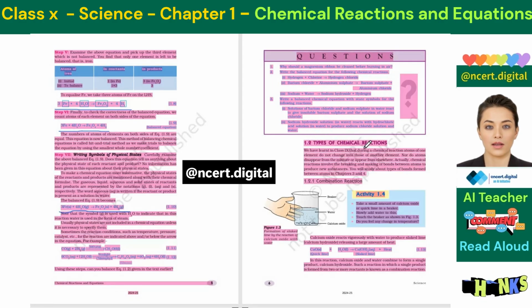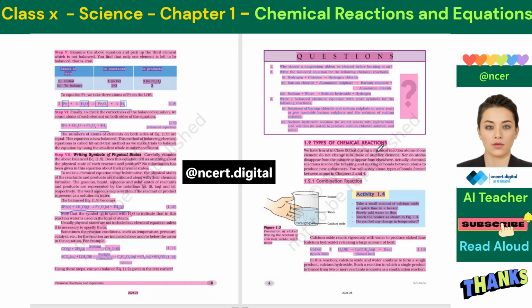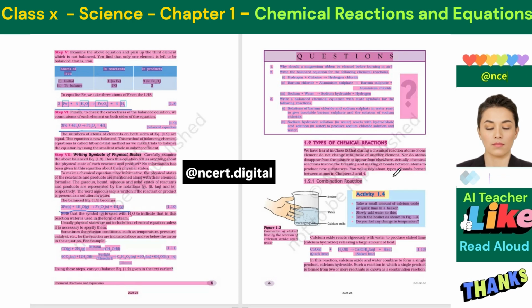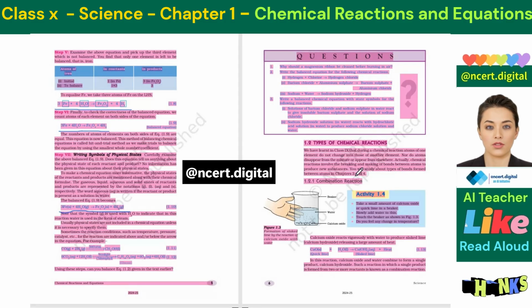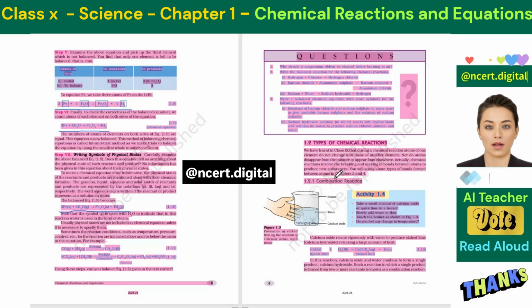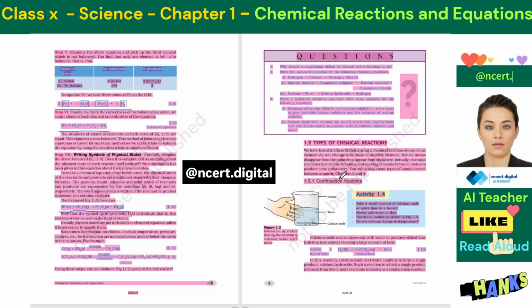1.2 Types of chemical reactions. Tie-ins. We have learnt in class 9 that during a chemical reaction, atoms of one element do not change into those of another element, nor do atoms disappear from the mixture or appear from elsewhere. Actually, chemical reactions involve the breaking and making of bonds between atoms to produce new substances. You will study about types of bonds formed between atoms in chapters 3 and 4.